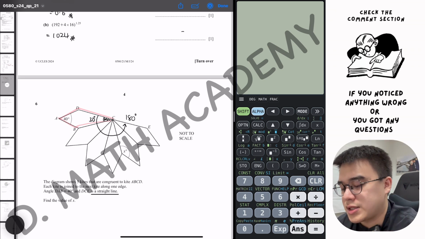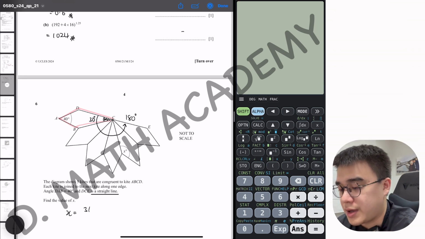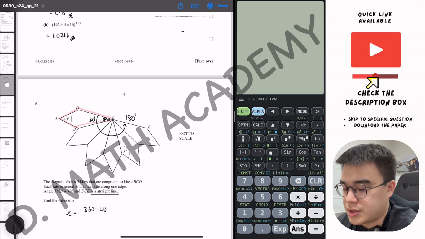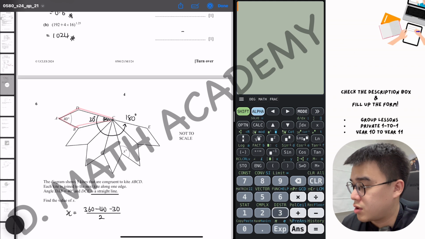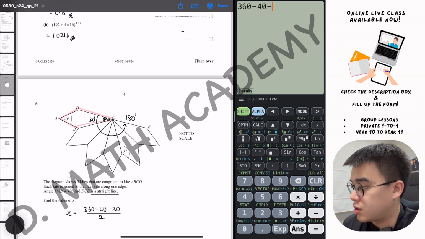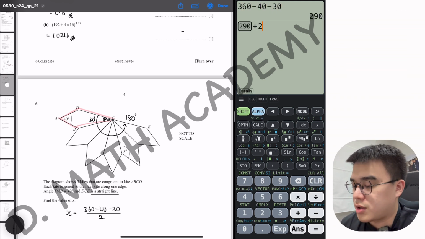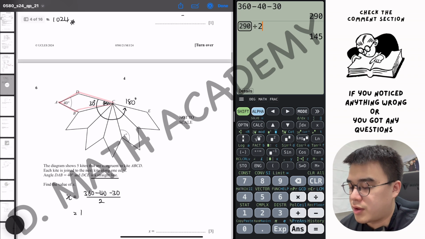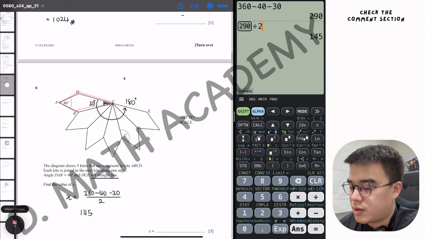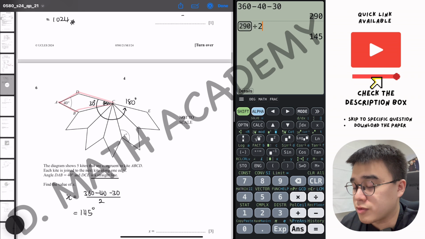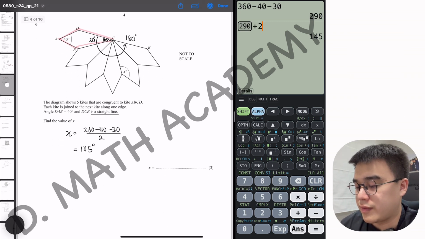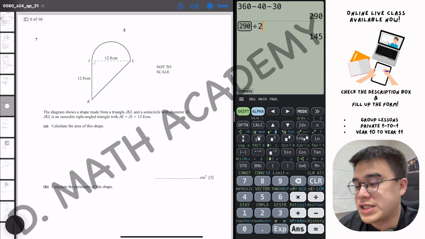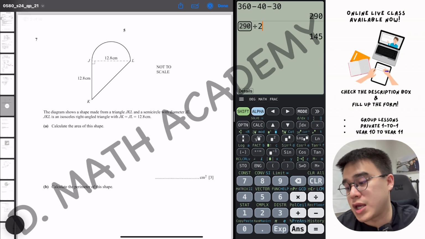So to find x, it's actually 360 minus 40 minus 30, and you need to divide it by 2. And then you will get a result of 145. Okay, so with this, you'll be able to find the answer of x as 145. Moving on to question 7, finding the shape of this area.